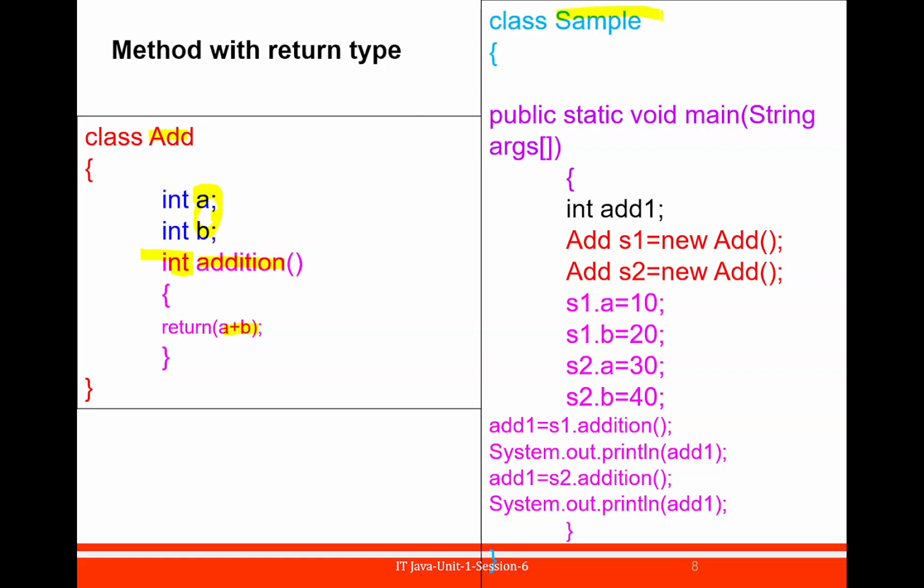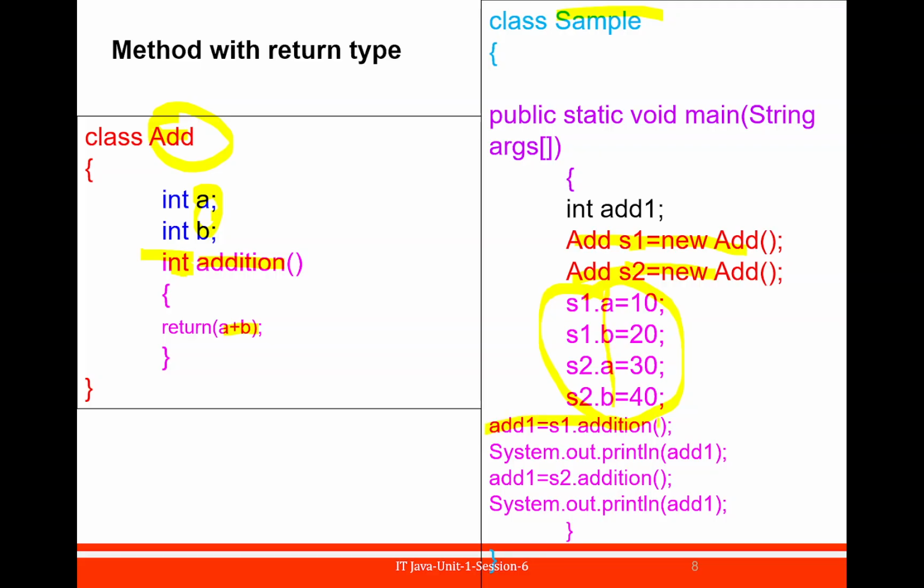And here the class sample is holding the object creation syntax. In these two lines, we have created two objects S1 and S2 for this add class. Using that object and the dot operator, we are able to access the a and b variables. We can't access these a and b variables directly; we are able to access them only through the object and the dot operator. For the S1 object, we have a and b values as 10, 20. For the S2 object, we have a and b values 30 and 40.